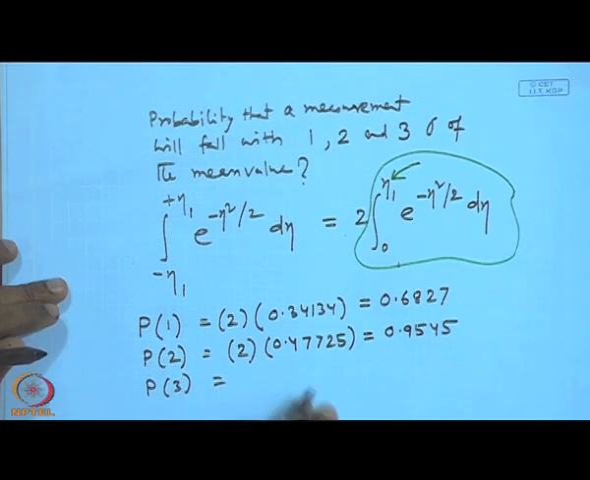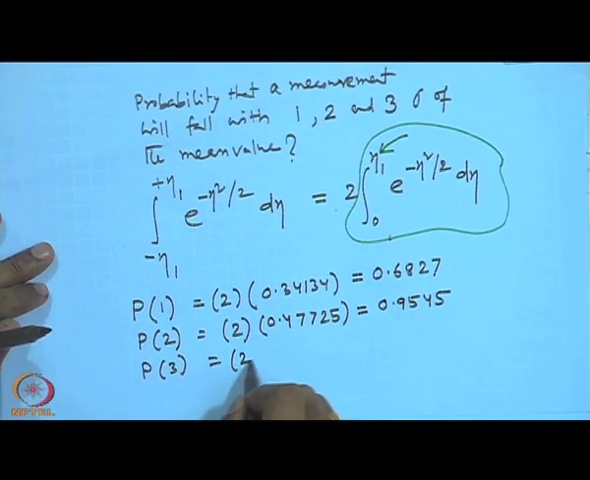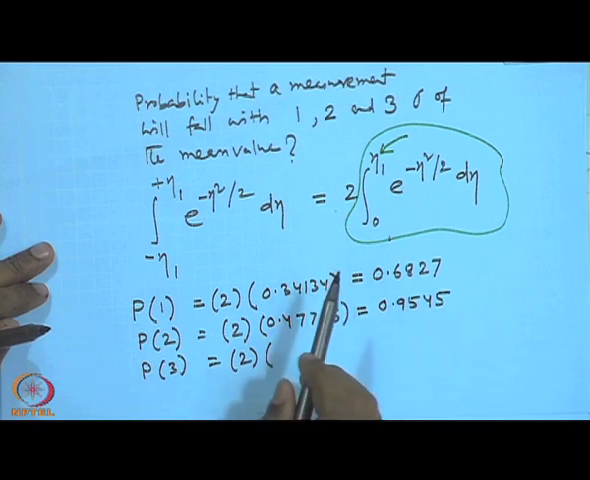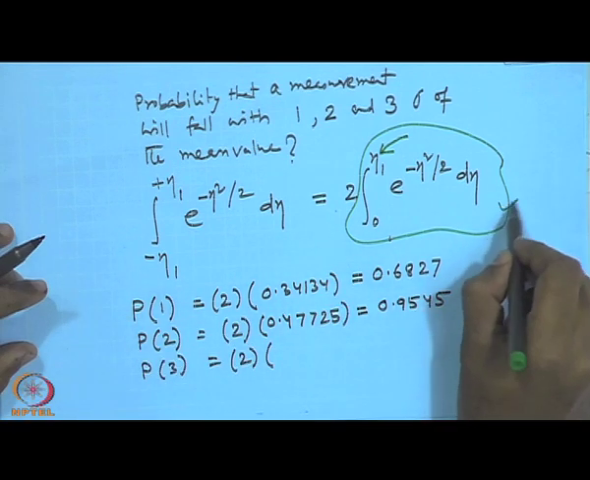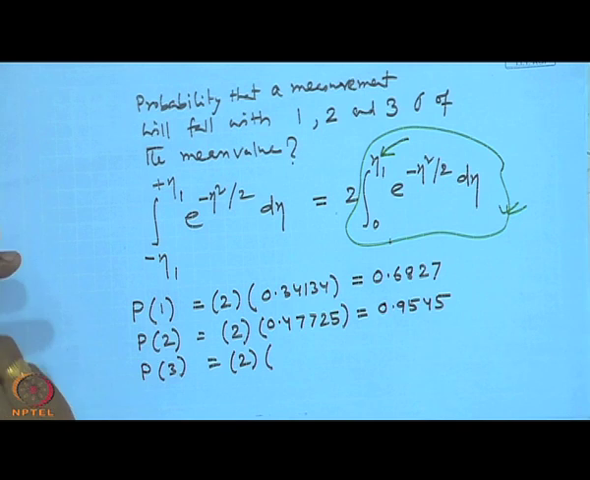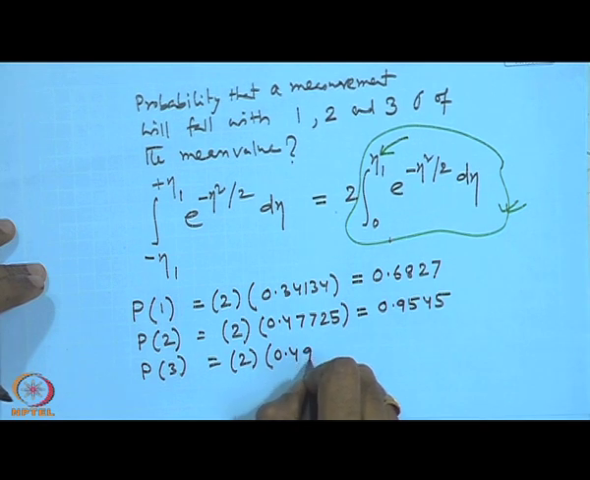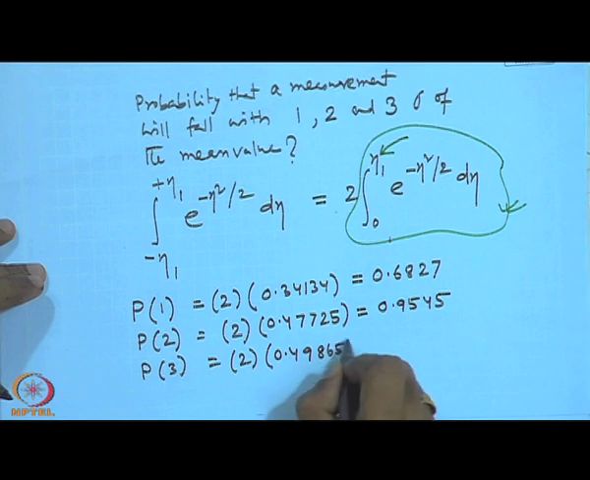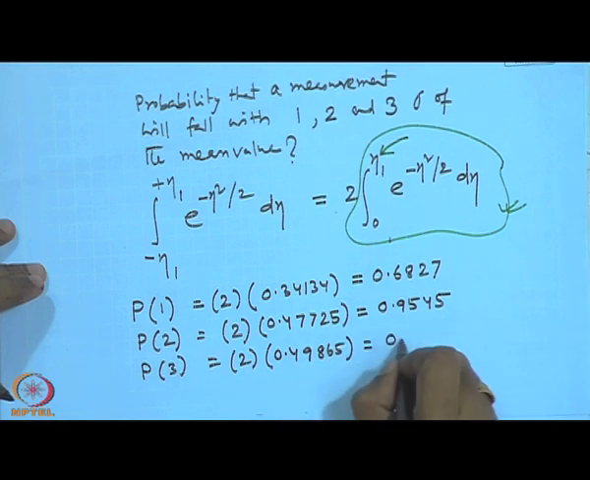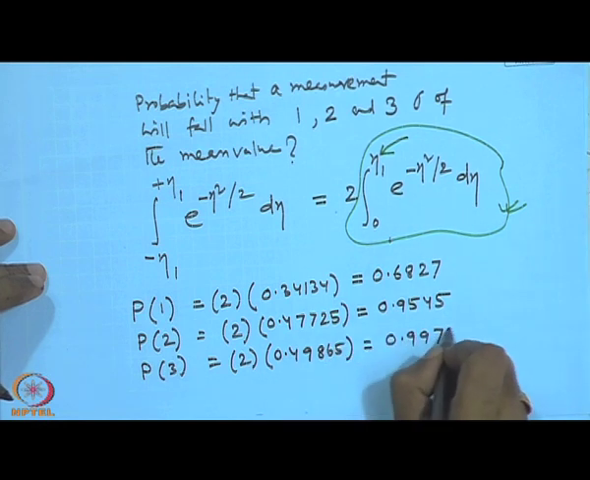Finally, P3 can be similarly obtained as value of this when eta 1 equal to 3. From the table, you can obtain the value as 0.49865, which will be 0.9973.